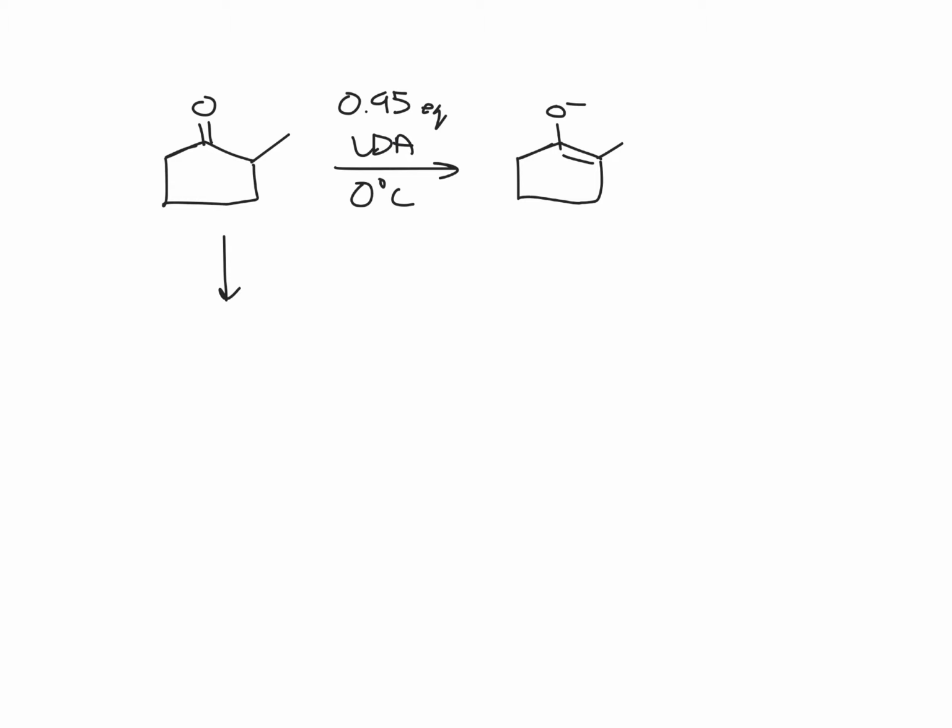Well, the LDA is still a bulky base. And the protons it's going to pull off, it's still going to favor pulling off these less sterically hindered protons. So that's what we're going to get originally to start out. We're going to end up getting the exact same enolate as we did before over here. But we're only going to have 95% at most converted to that. Because we have an excess of starting material, we're still going to have some starting material left over.